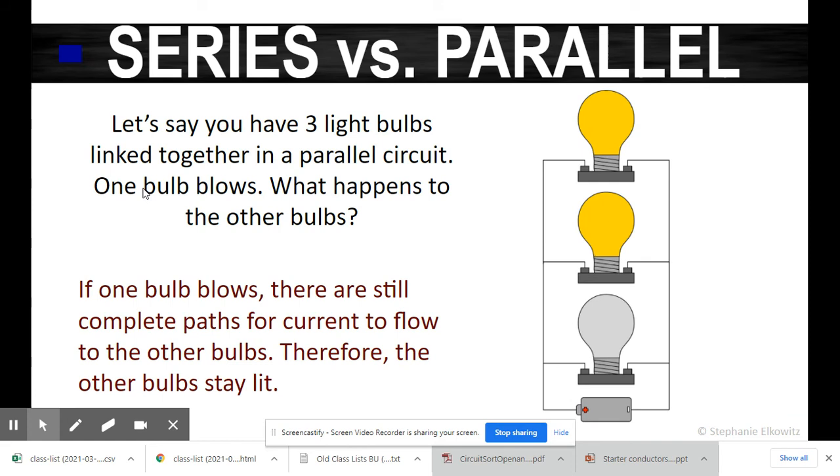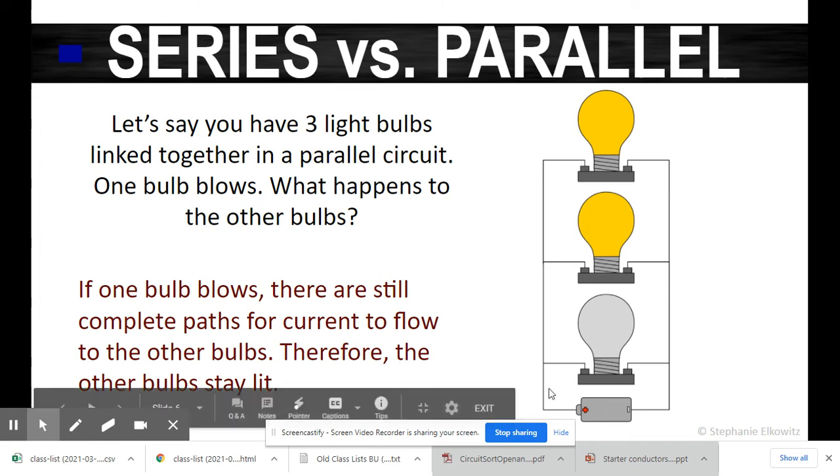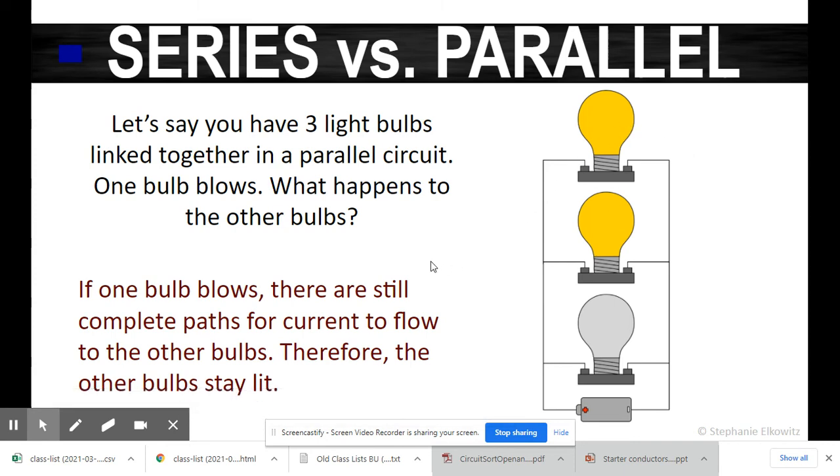So let's say we've got a parallel circuit. Say we have three light bulbs. I'm letting you know it's a parallel circuit because it has more than one path that electrical flow can go. What happens to the other bulbs? If one of these bulbs, this one that's shaded, goes out, the current can still go to this light bulb. It can go to the other light bulb. The other light bulbs will still stay lit.